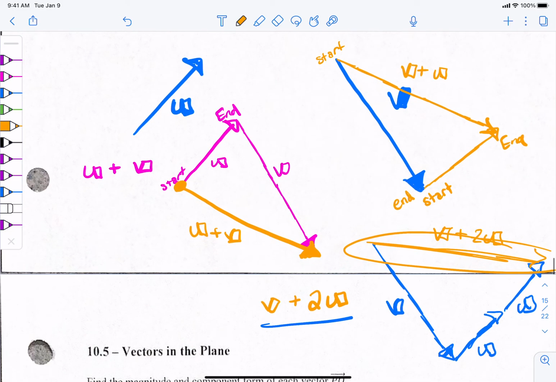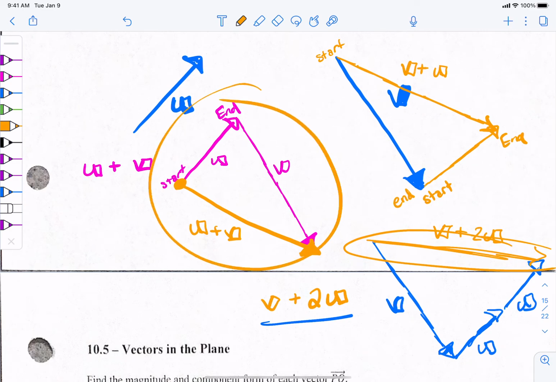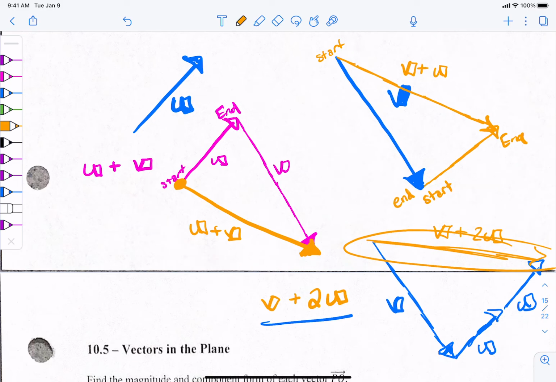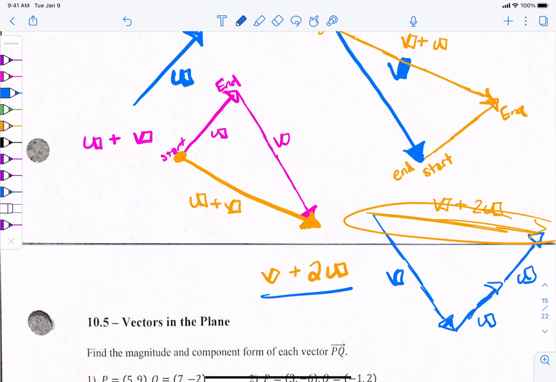Okay. So we said that u plus v and v plus u look the same. This is what it looks like, v plus 2u. You could do the same thing as u plus 2 v's, but v is longer, so it's going to be a bigger spot. Now, let's do one more thing, which is v minus u. Let's go v minus u. Okay? Good?